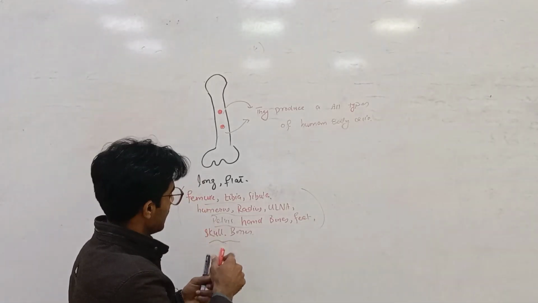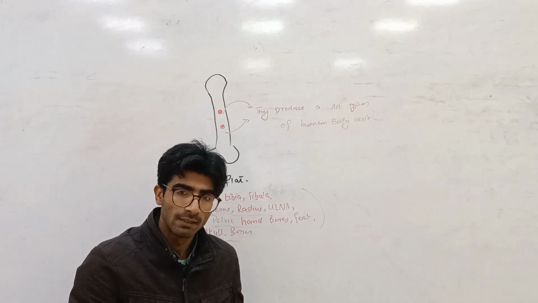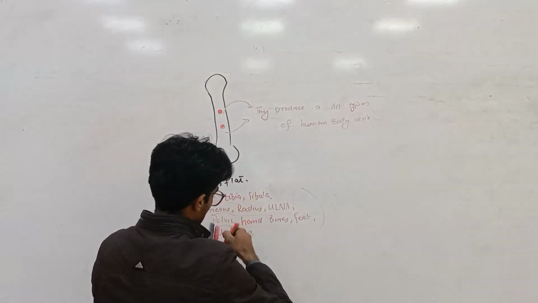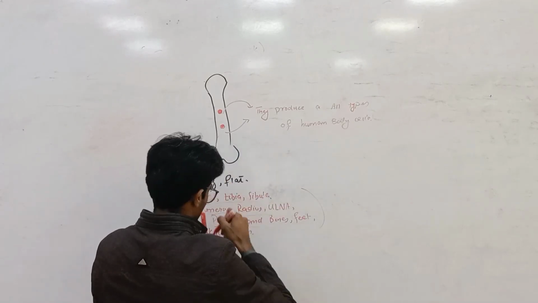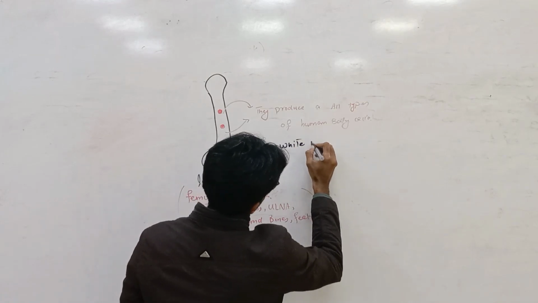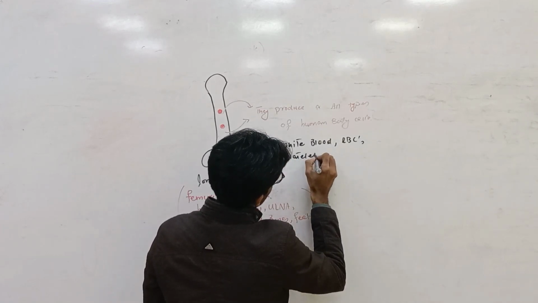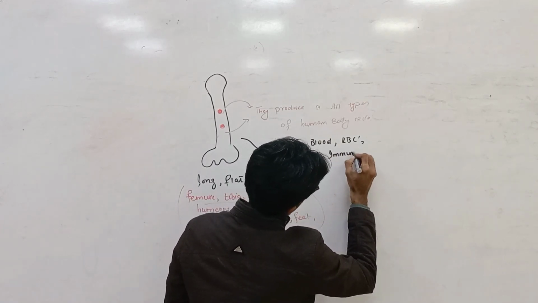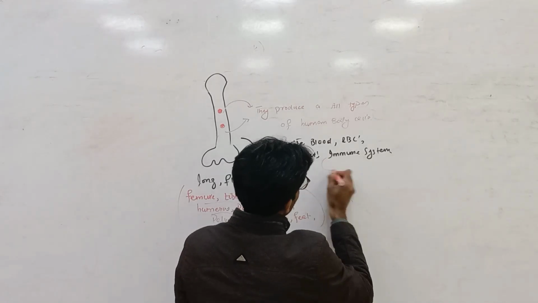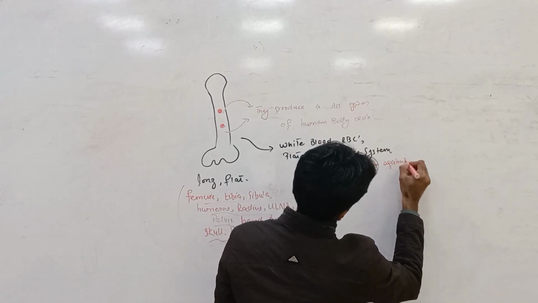Look at how important this supercell is, because with the help of these cells comes the production of the immune system, white blood cells, red blood cells, and platelets. The immune system protects our body against microbes.